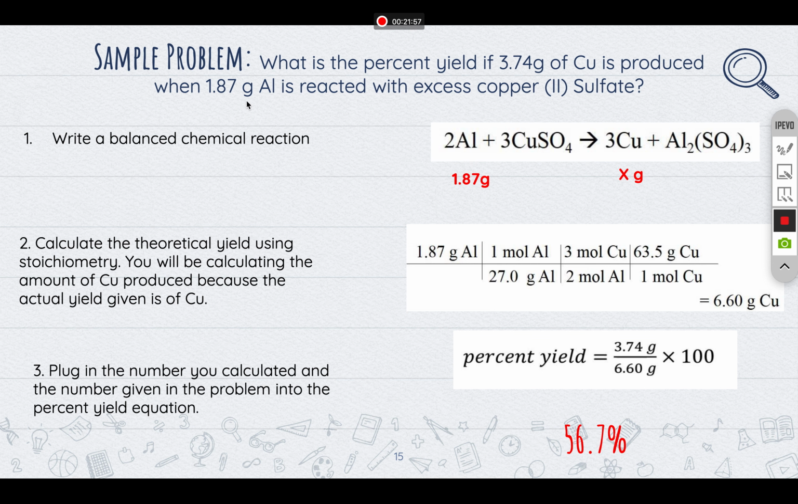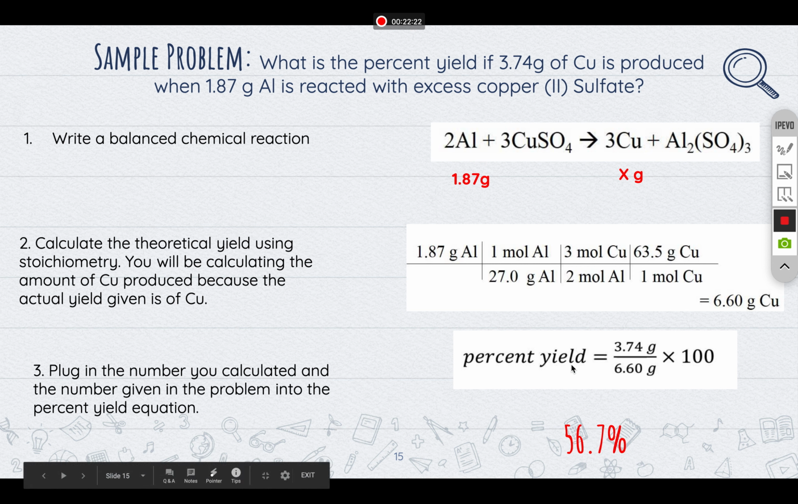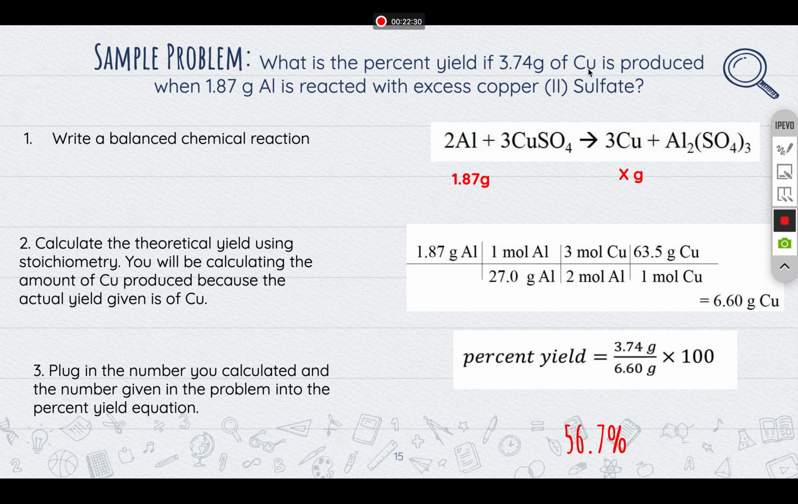They're telling you that 1.87 grams of aluminum reacted, so this is what we're going to be working with. The percent yield equation should be grams of a product divided by grams of the product. It should not have values of reactants in it. It should always be products. So you have 3.74 grams of copper, and just leave it. And 1.87 grams of aluminum.